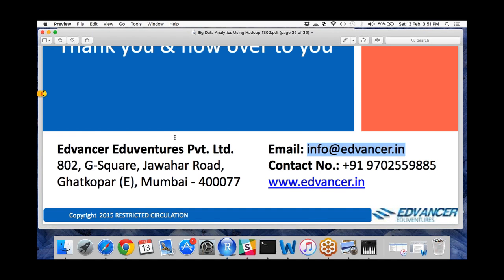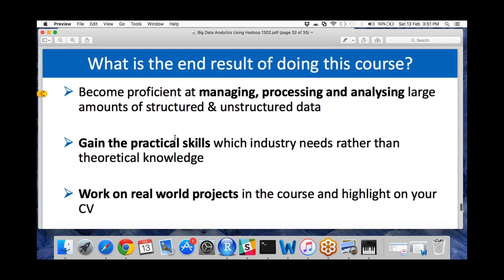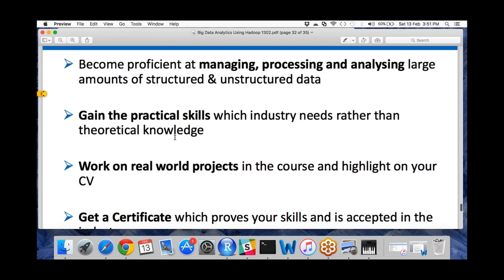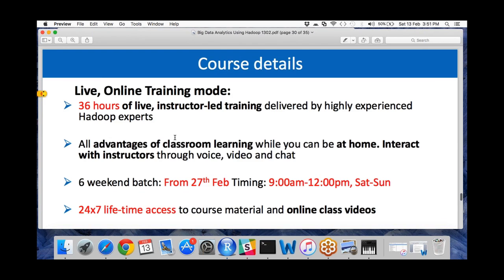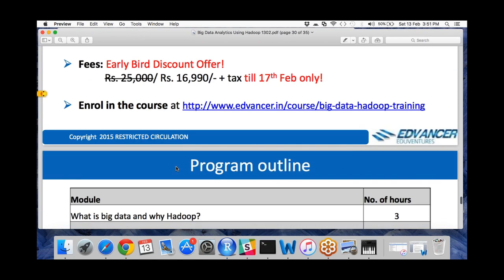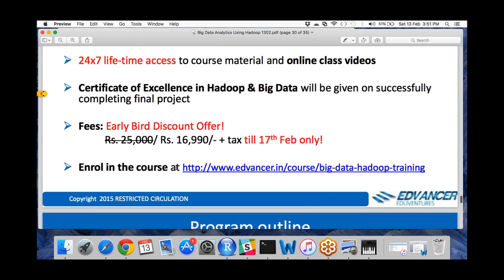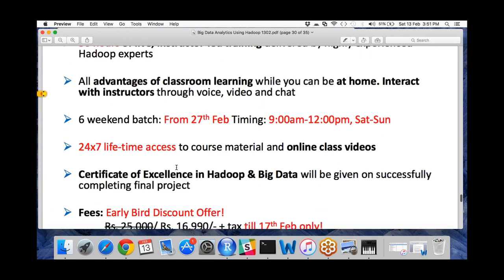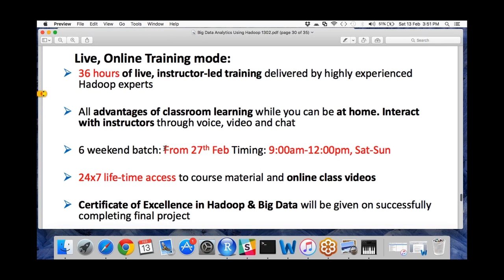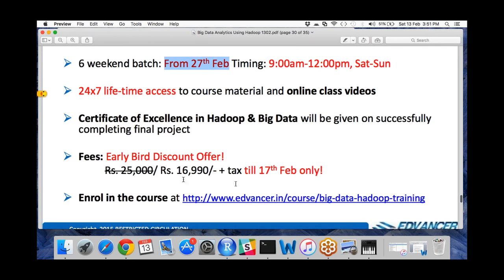The course fee for the course, Maruti, is 16,990 till 17th Feb, and after that it'll be 25,000 for one batch. Yes, per person. We are starting the batch on 27th Feb. Until 17th Feb, you can avail the course for 16,990 rupees.